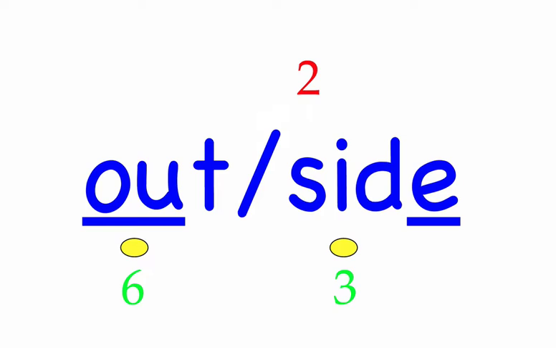Outgrowth. Outgrowth. The outgrowth from that company has caused many houses to be built. Outgrowth. Out, two sounds. Ow, t. Growth. Four sounds. G, r, o, th. Outgrowth. First, let's identify our teams in this word. We have three teams, OU, OW, and TH.